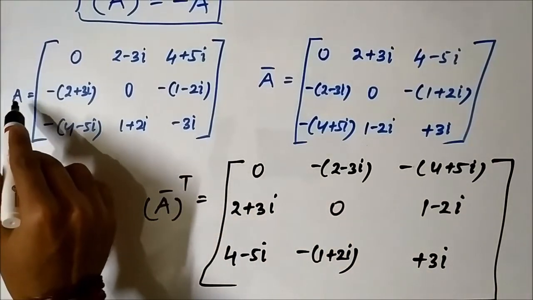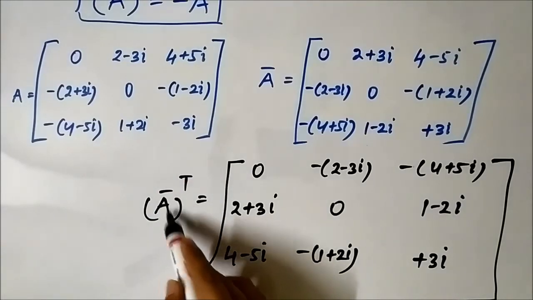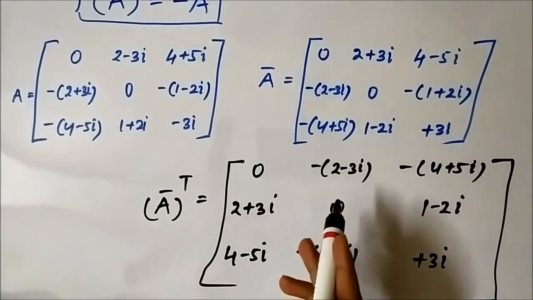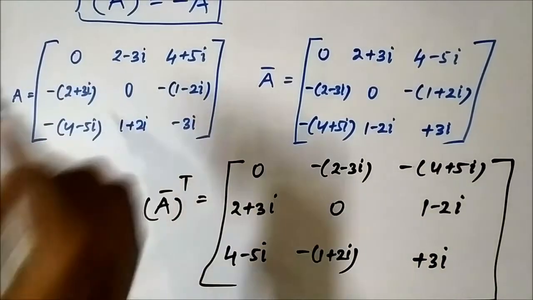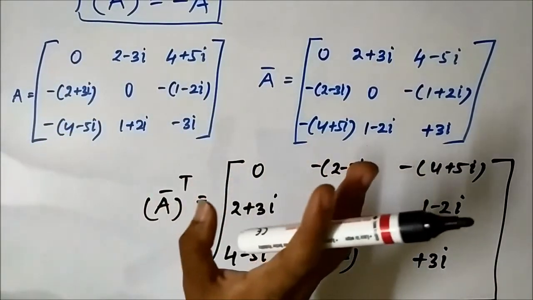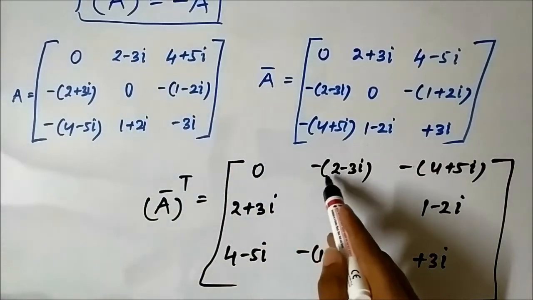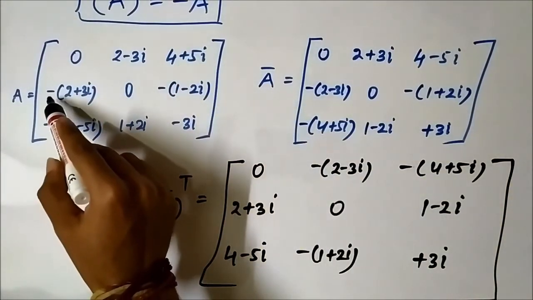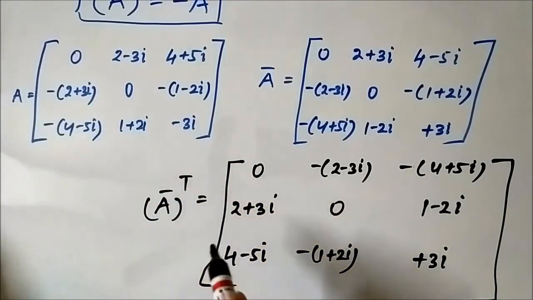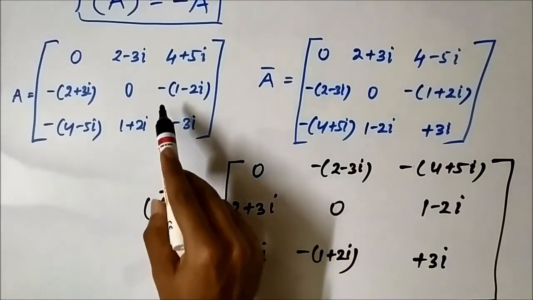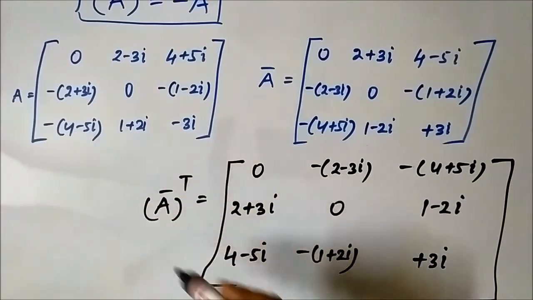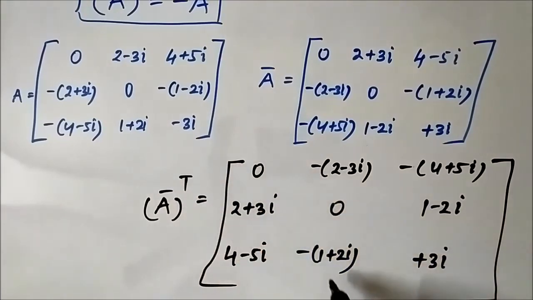Now if we compare the original matrix A with the transpose of the conjugate of this matrix, element by element, we'll see that each of the elements is the negative of the original matrix. See here, 0 will stay as 0, no problem. 2 minus 3i, here it is minus of 2 minus 3i. 4 plus 5i, here it is minus of 4 plus 5i. Here it is minus of 2 plus 3i, here it is 2 plus 3i. Minus into minus becomes plus. 0 will stay as 0. Minus of 1 minus 2i becomes 1 minus 2i. Minus of 4 minus 5i becomes 4 minus 5i. 1 plus 2i becomes minus of 1 plus 2i, and minus 3i becomes 3i.